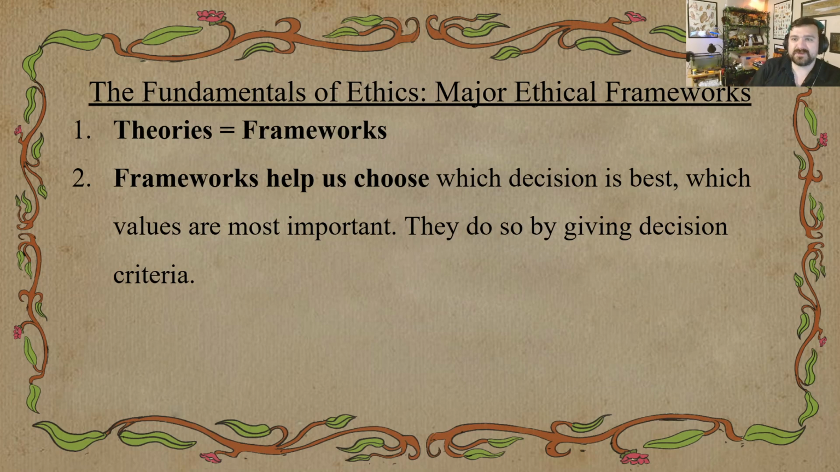Frameworks help us choose which decision is best, which values are most important. They do so by giving decision criteria. Again, what do they emphasize and then what do they block out? Utilitarianism emphasizes pleasure and pain, blocks out everything else. Virtue ethics emphasizes your moral character and the idea of being a good human, a fully functional, healthy human being inside and out, and it blocks out some other stuff.